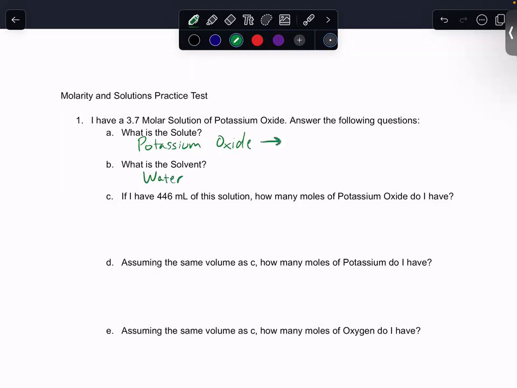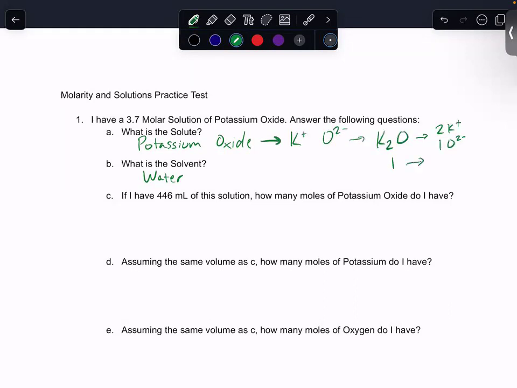Now, to help us out later on, let's figure out the formula for potassium oxide. Potassium is K+ as an ion, oxygen is 2-. Therefore, potassium oxide is K2O, so the charges will balance out. Furthermore, this means that for every one potassium oxide, I will have two potassium ions and one oxide ion. So it's a 1 to 2, or 1 to 1 ratio.